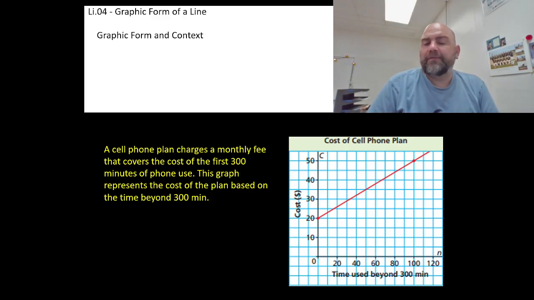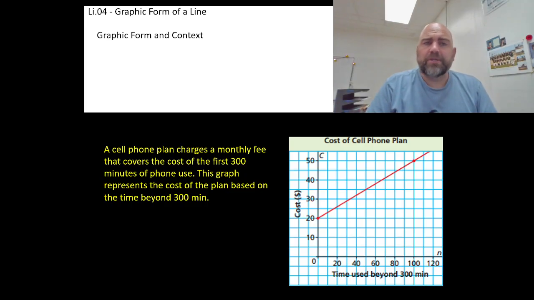So we know that we have a cell phone plan that has a base fee, and anything you use above a certain number of minutes, in this case 300, is going to be charged a little bit extra. On the horizontal axis, normally the x, here called n, we're told the time used beyond 300 minutes. So we start at 300 minutes, and any time used above that is going to affect the cost, which is our vertical axis.